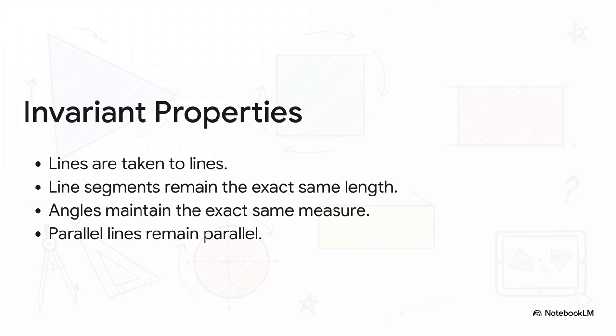Well, if you guessed the overall size and shape, you hit the nail on the head. Based on grade 8 geometry standards, rigid motions preserve very specific invariant properties. And invariant simply means they absolutely do not vary. Under any translation, reflection, or rotation, lines are taken to lines. Line segments remain the exact same length, so if a side was 5 units long before sliding, it's going to be 5 units long after. Angles maintain the exact same measure, and if your original shape had parallel lines, those lines remain parallel after the transformation, for sure. The software perfectly preserves all these measurements, keeping your shapes congruent.